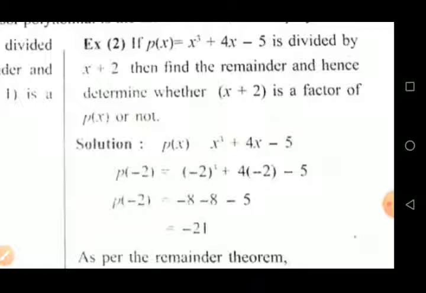First of all, write down the dividend polynomial. p of x is equal to x cube plus 4x minus 5. Divisor is x plus 2. Then opposite value of plus 2 is minus 2. To find out the value of this dividend polynomial, we have to substitute x is equal to minus 2 in place of x.